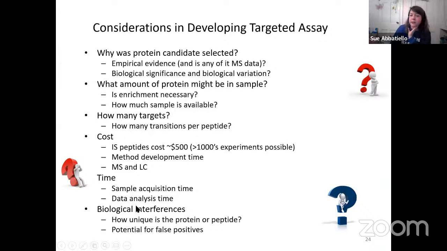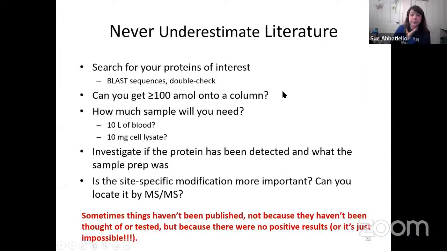And then how unique is the peptide or protein? That's something you can figure out ahead of time by doing literature search and BLAST searches. And then what are the potential for false positives and interferences? So this is something I just tell everybody when I do these kind of things. Never underestimate the literature. You can sit at your computer and figure out a whole bunch of things about what you might be looking at before you actually look at it.